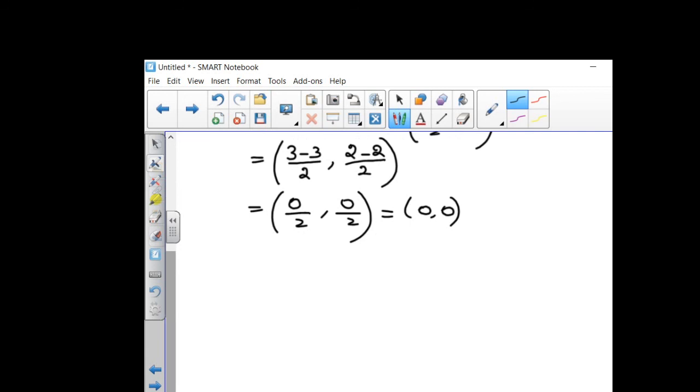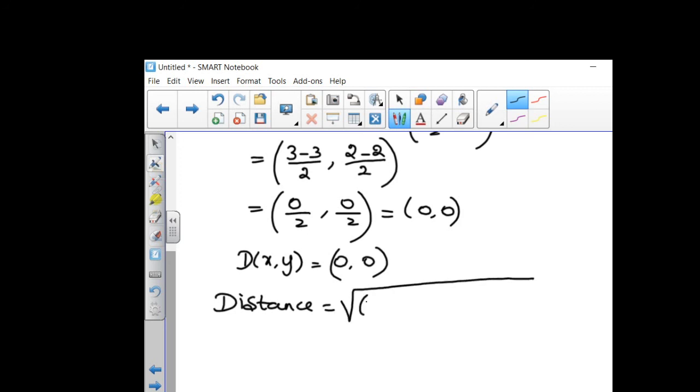So therefore the D point is 0 comma 0. Okay. So we want to prove equidistance. Distance means you can use the distance formula. Okay. So the distance formula, we know that already, is root of x2 minus x1 the whole square plus y2 minus y1 the whole square. Okay. So first we can find the distance of AD. Okay. AD, then BD, then CD. Okay. So what is that? Distance of AD.